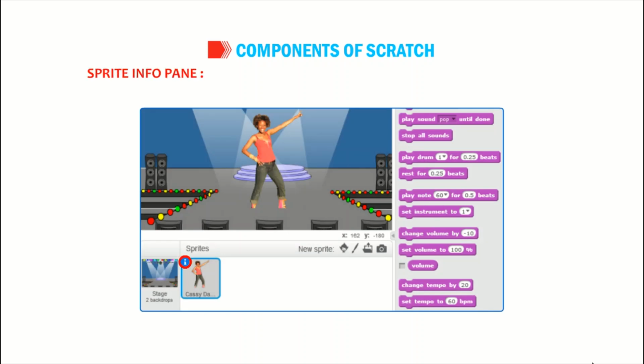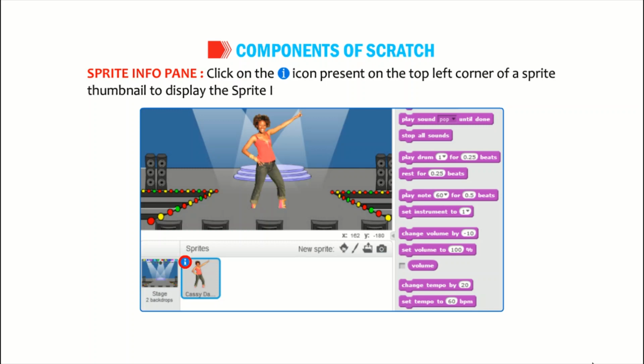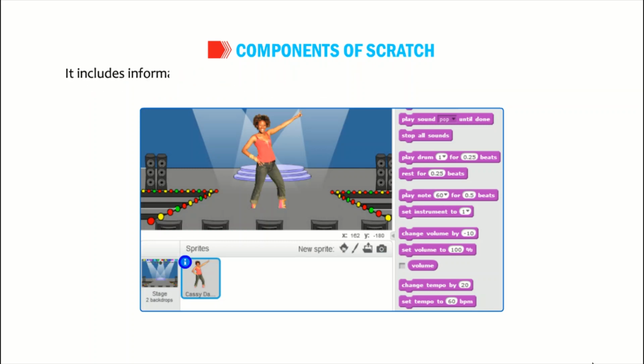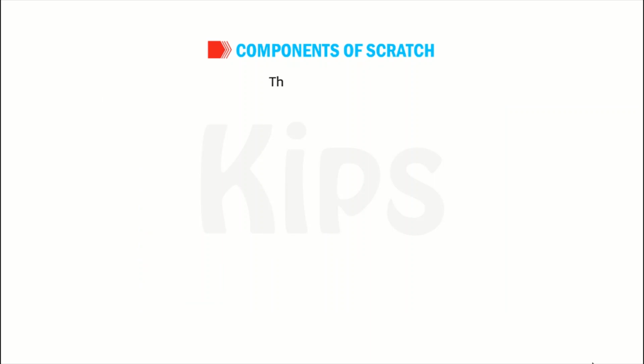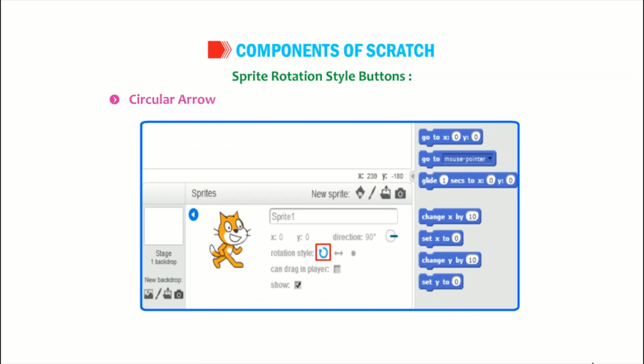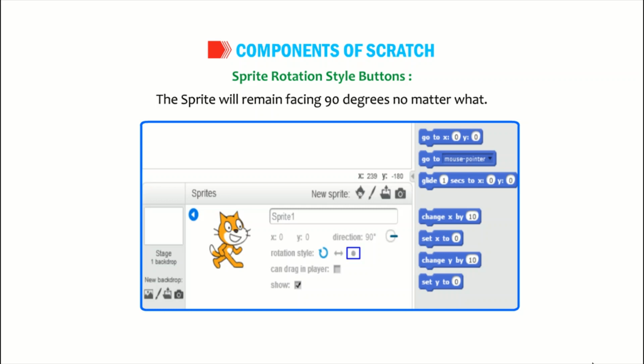Sprite info pane. Click on the info icon present on the top left corner of a sprite thumbnail to display the sprite info pane. It includes information about the selected sprite as well as a few tools for manipulating the sprite. The tools include sprite rotation style buttons. Circular arrow. The circular arrow enables full rotation of a sprite. Linear arrow. The linear arrow enables a sprite to only face left or right. Disable rotation. It disables rotation. The sprite will remain facing 90 degrees no matter what.